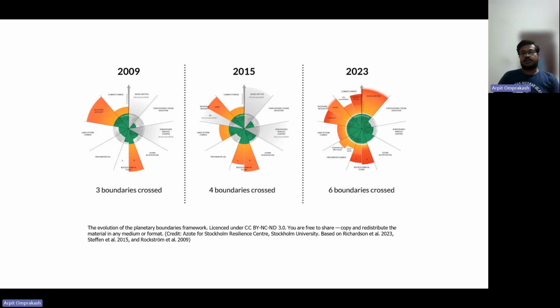So in 2009, when the planetary boundaries framework was proposed, we had crossed almost three boundaries, right? In 2015, we crossed the fourth one, and in 2023, which is the most recent, we have crossed around six boundaries. Right. So life on Earth is not exactly on the verge of collapse, but it is going towards it, right? Because all of these things are slowly getting crossed.